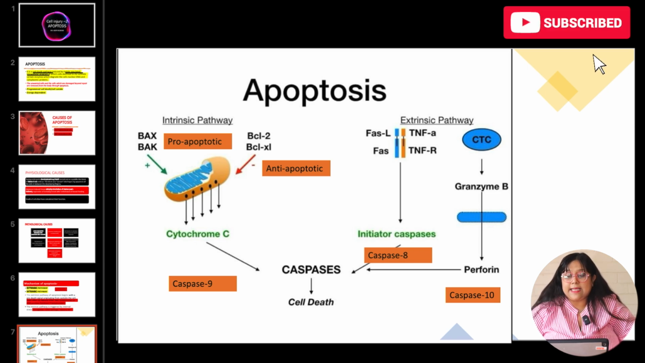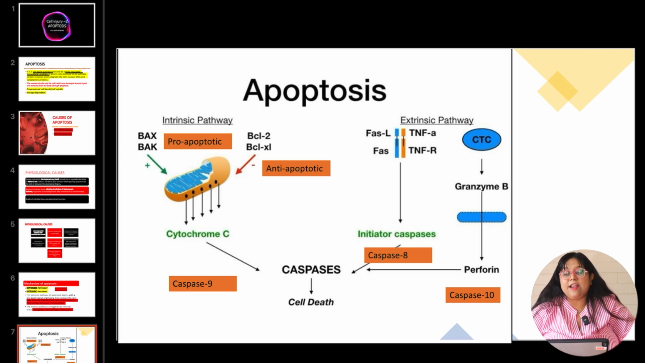Again, as you can see here in the diagram, there is another ligand, which is TNF alpha ligand, that binds to the TNF receptor, and that also causes activation of initiator caspases. In the extrinsic pathway, there is another phenomenon. There is activation of cytotoxic T cells. When these cytotoxic T cells come and act on the target cells, they release granzyme B, which causes another pathway activation, and that also leads to activation of the caspases, which will lead to cell death. Both intrinsic, extrinsic and granzyme pathways I will tell you in detail in further slides. This was just a brief overview.